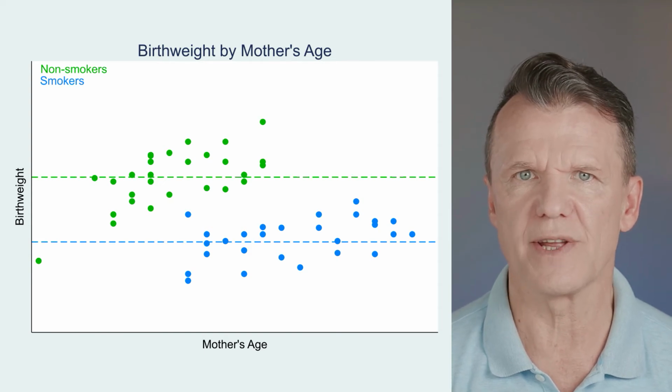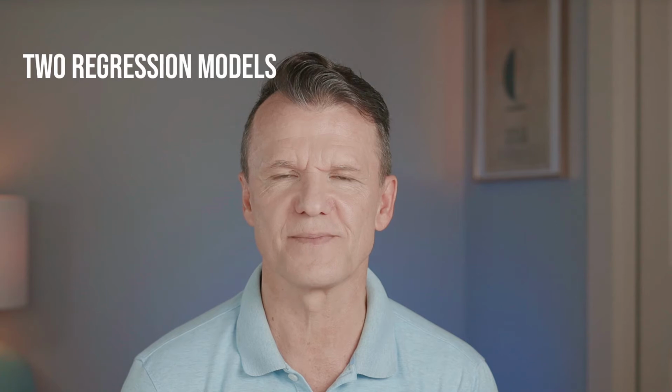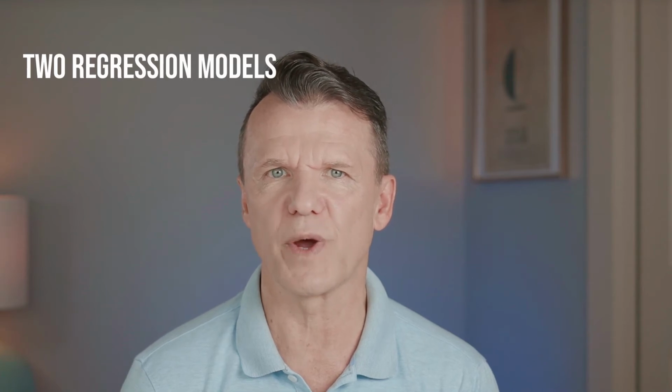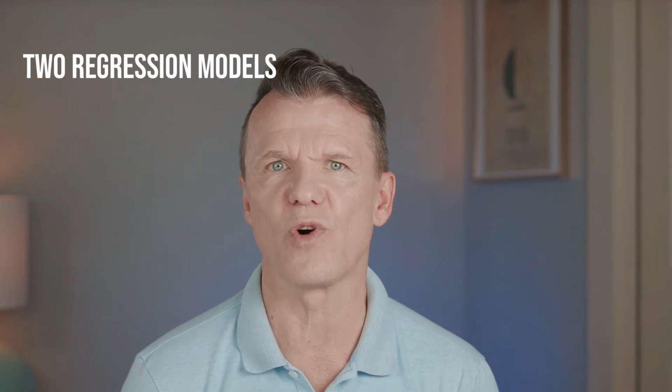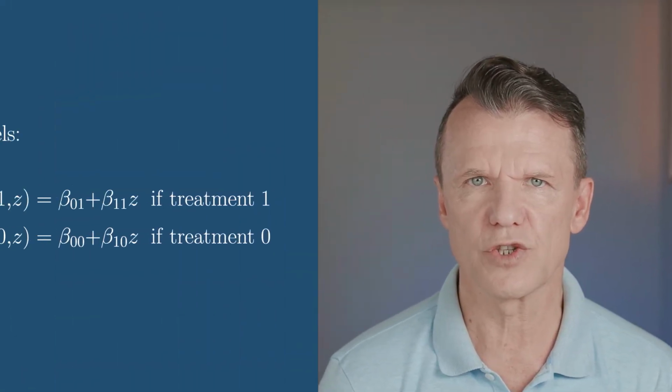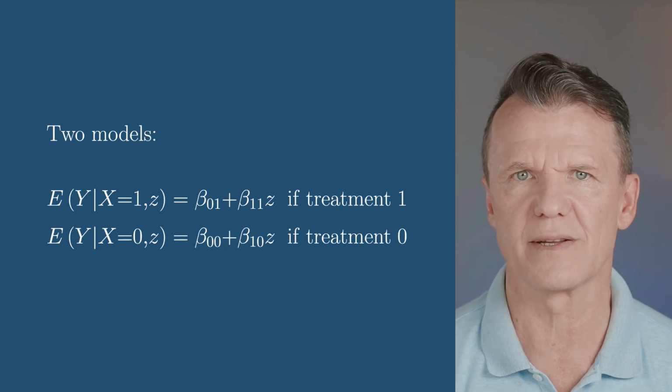But you can see here that age is strongly associated with weight. At the same time, older mothers are more likely to be smokers. Looks like we're better off with two regression models. One links the weight to age in smokers, and a separate model does it for the non-smokers. This two-model analysis fits two different regression models to data, one for smokers and one for non-smokers.